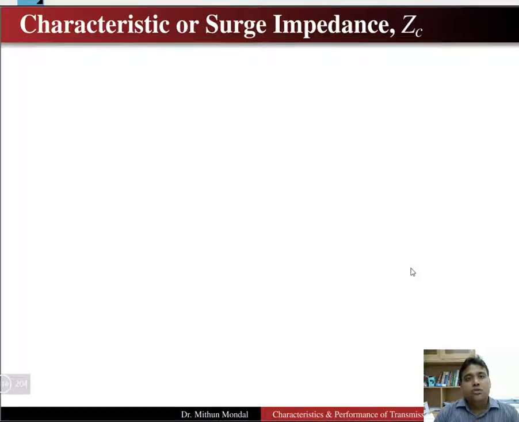Welcome to the next lecture of electric power system. In the last lecture, we have discussed the long transmission line. We have discussed the concept of traveling wave, incident and reflected wave, and the standing wave. In this particular lecture, we will focus on surge impedance, which is known as the characteristic impedance, and we will discuss what is surge impedance loading.